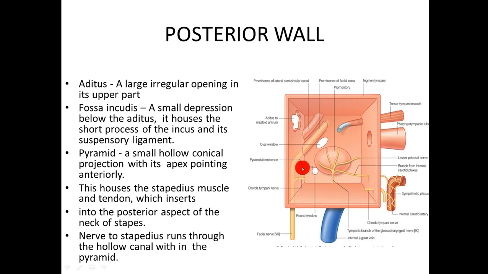This is called the pyramid. The pyramid is a hollow elevation of bone, inside of which the stapedius muscle takes origin. The stapedius muscle is supplied by a nerve from the facial nerve. This is the nerve to stapedius, which is going into the pyramid where the stapedius muscle is. And just below again you can see the chorda tympani nerve taking origin from the facial nerve. So to repeat, we have the aditus to antrum here, then the fossa incudis for the short process of the incus, then the pyramid, then the chorda tympani nerve.